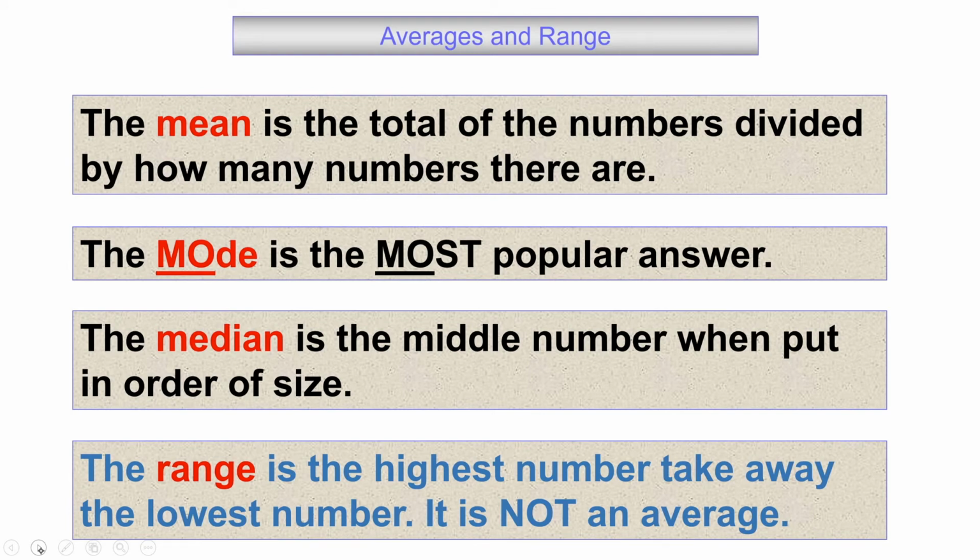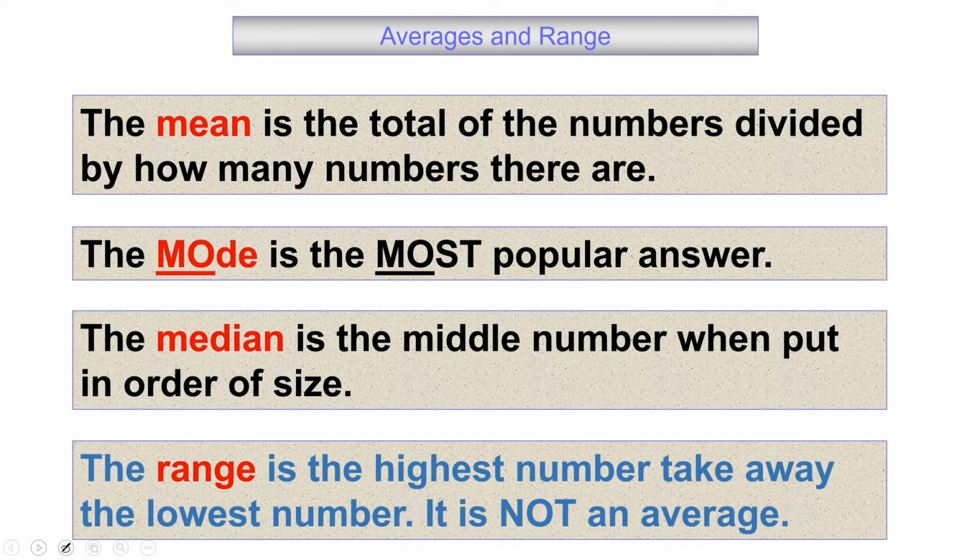Okay, a little recap then on what we've learnt so far. The mean, the mode and the median are averages. Remember that the range is not an average, it's a measure of spread. It tells us how spread out the data is. To find the mean, you add up all the numbers and divide by however many numbers there are. The mode is the most popular answer. The median is the middle number when you put the numbers in order of size. And the range is the highest number, take away the lowest number.